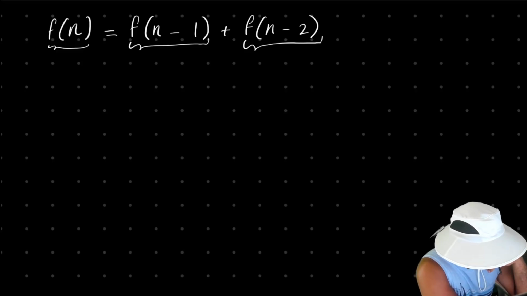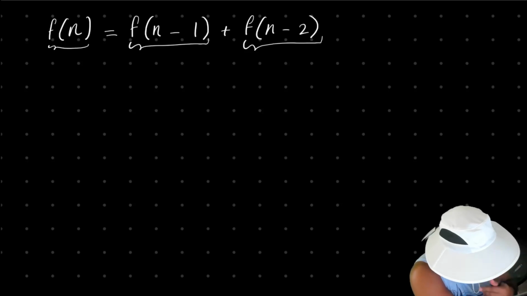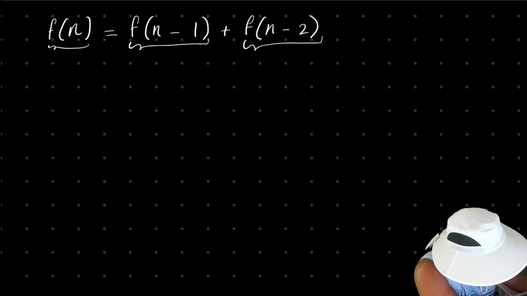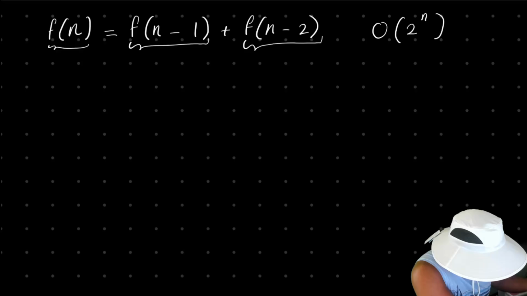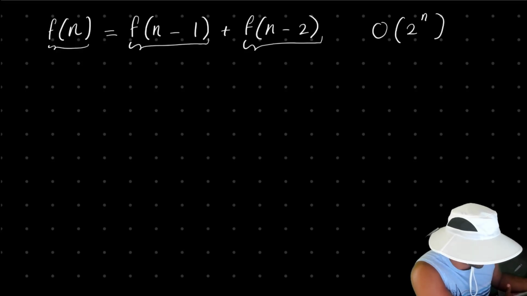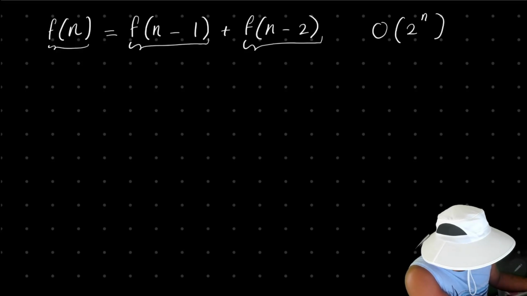Previously we discussed that the runtime for this recurrence relation was O of 2 power n, and that was unacceptable because it's too slow. So now we're wondering, can we do better? And the answer is, well, I hope it's yes. So how can we do that?